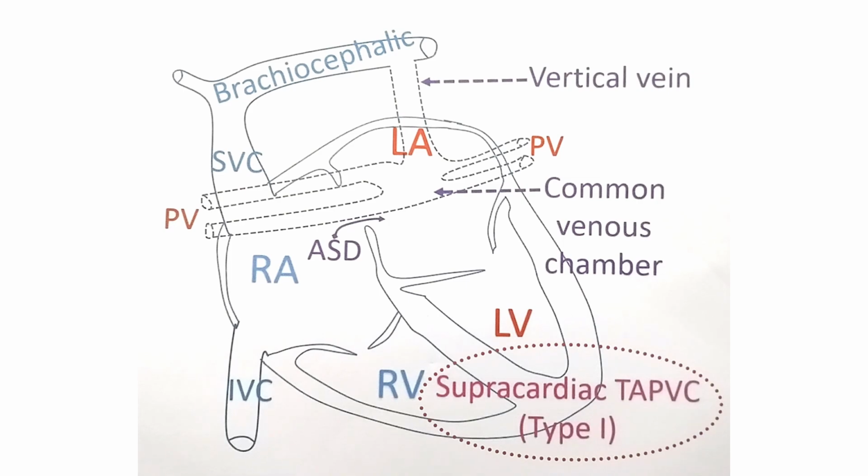And because of the mixing of blood in the atria, there is cyanosis. So it is a cyanotic congenital heart disease with increased pulmonary blood flow. Because of the left-right shunt across the atrial septal defect, there is both left-right and right-left shunt. There is pulmonary plethora and increased pulmonary blood flow. So this is one of the cyanotic congenital heart diseases with increased pulmonary blood flow.